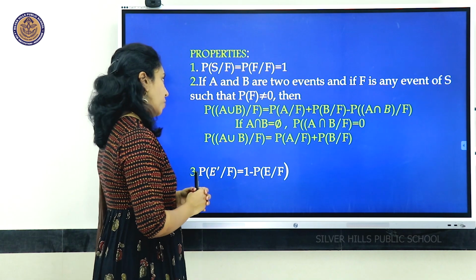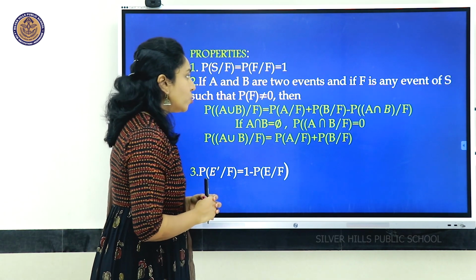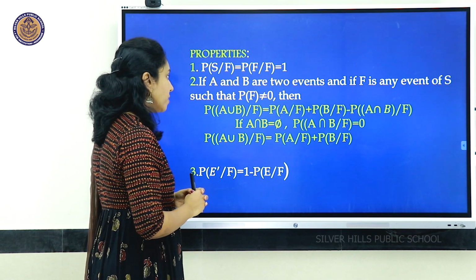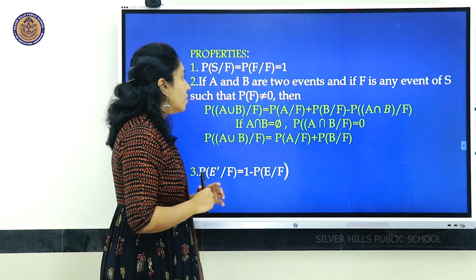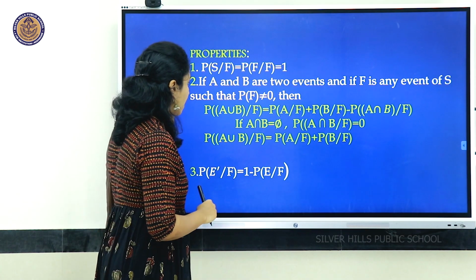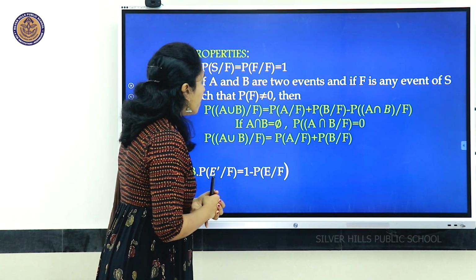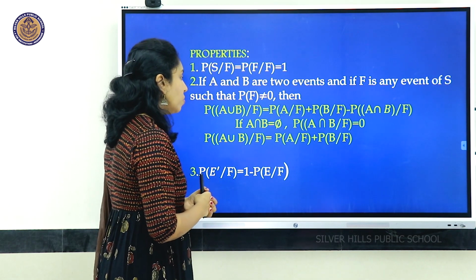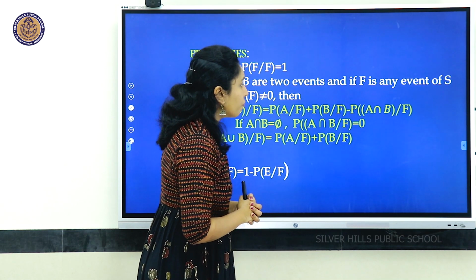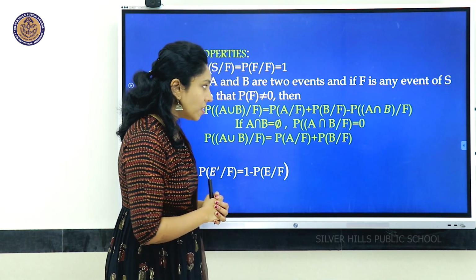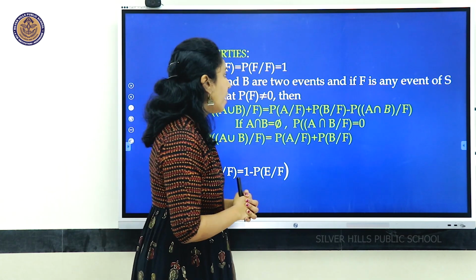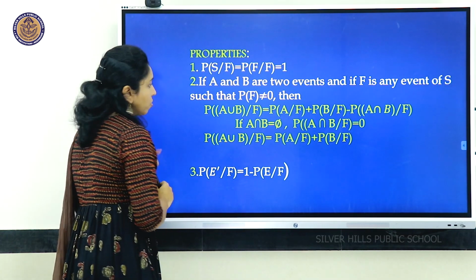Now look at the second one. If A and B are two events, and if F is any event of S such that probability of F is not equal to 0, see we have a lengthy formula here. What is it? P of A union B given F is equal to P of A given F plus P of B given F minus P of A intersection B given F. Now let's see how to prove it.